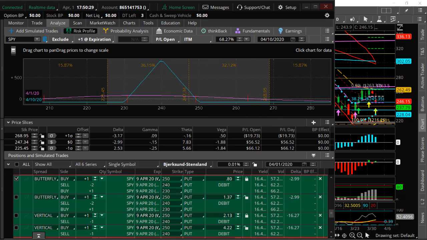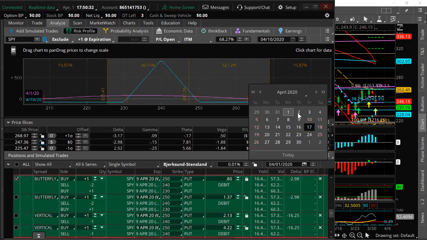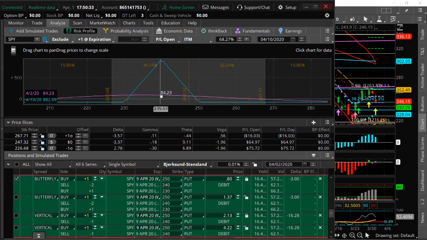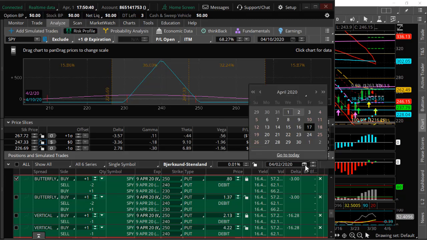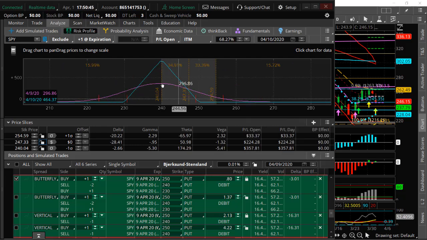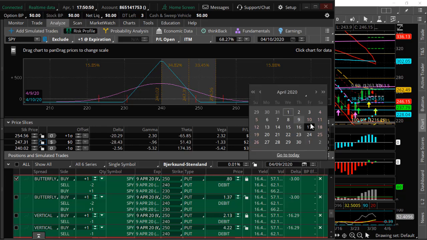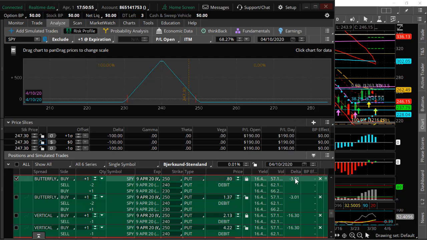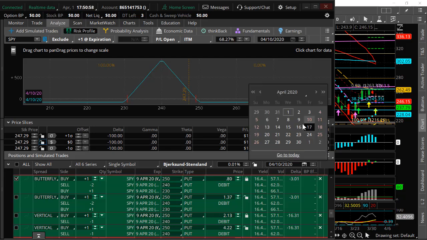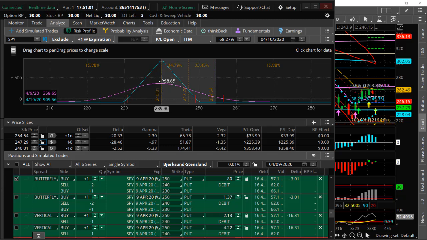Now, if we get a move down tomorrow, let's say the markets start to really falter, and we move down to 240 tomorrow, this trade would be up to $84 per spread, a 100% return. And then next week, that's where it really pays off. If we were to come in on Thursday the 9th and it's trading at 240, this would be at 358. Hold on, we've got a holiday next Friday. So on the 9th, this trade would be up 358.